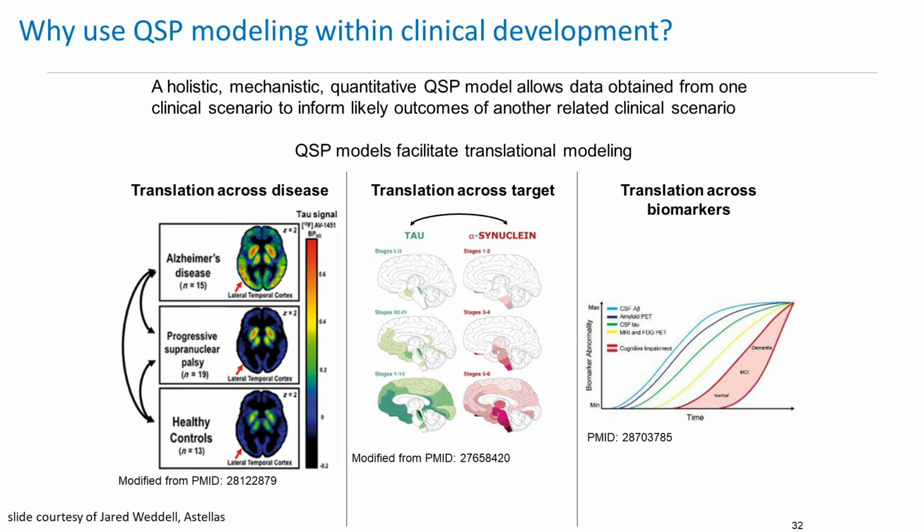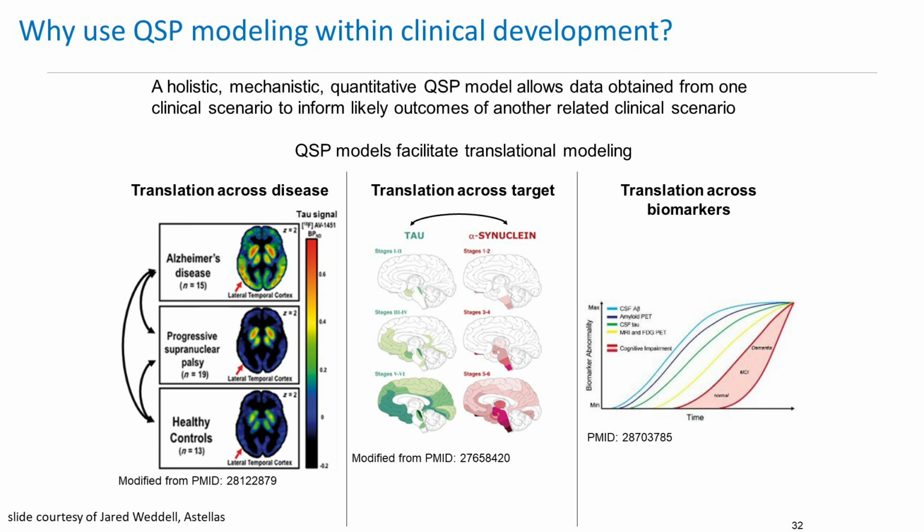So given all of these complexities, what is the utility of using QSP within clinical development? Well, I think it was clear from showing how the bone model has been used is that a holistic, mechanistic, quantitative QSP model allows data obtained from one clinical scenario to inform likely outcomes of other related clinical scenarios. And actually, I would say that it's very similar to PBPK in that before you put the drug in, what you have is a system that could potentially translate from preclinical to clinical, provided that we know all of the points along the pathway that we can scale from preclinical to humans. So QSP models do facilitate translational modeling as well.